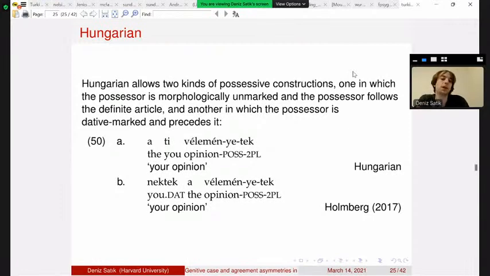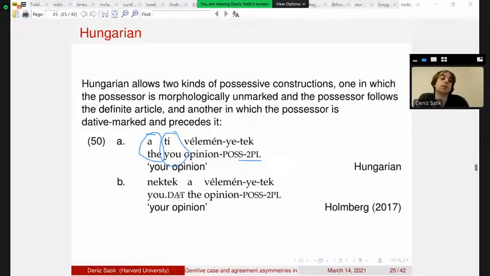Hungarian allows 2 kinds of possessive constructions. One in which the possessor is morphologically unmarked and follows a definite article, and another in which the possessor is dative marked and preceded by it. So what's going on here is that we have a definite article. I know for you native Turkish speakers, it might be a little hard because we don't have definite articles in Turkish. But the possessor you here doesn't have any case marking, and there's full agreement on the head noun in the possessive structure.